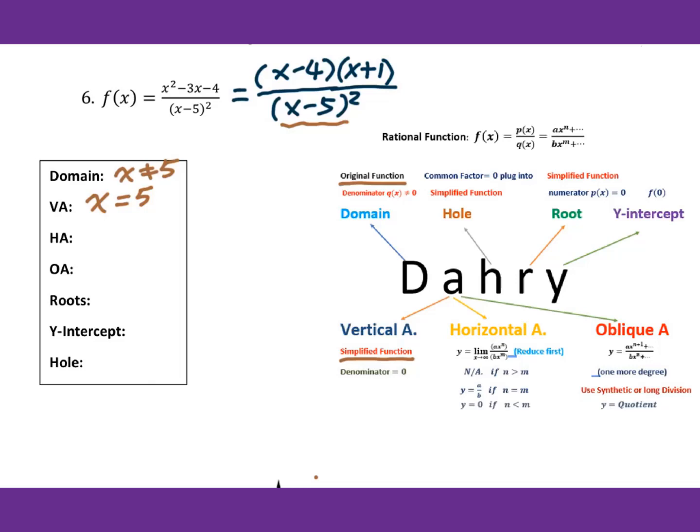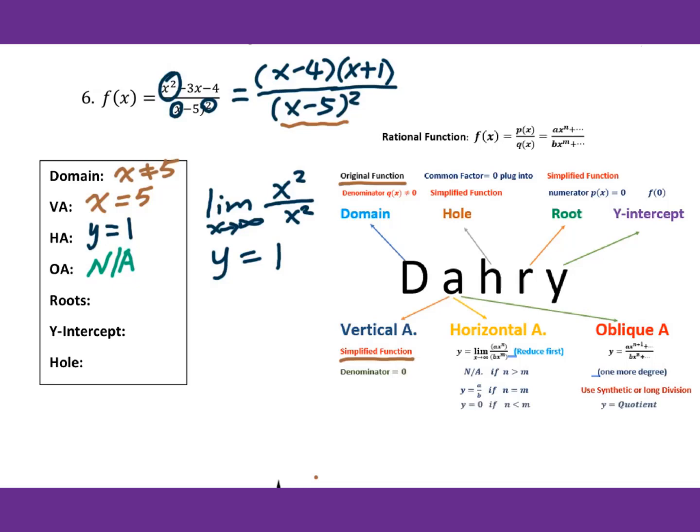For the horizontal asymptote line, that's the limit of the leading power. So we got x squared, and also this is x squared. You will get 1. So y equals 1 will be the horizontal asymptote line. No oblique asymptote line because it's not one more degree. For roots, you will make the numerator equal to 0. Therefore, (4, 0) and (negative 1, 0).